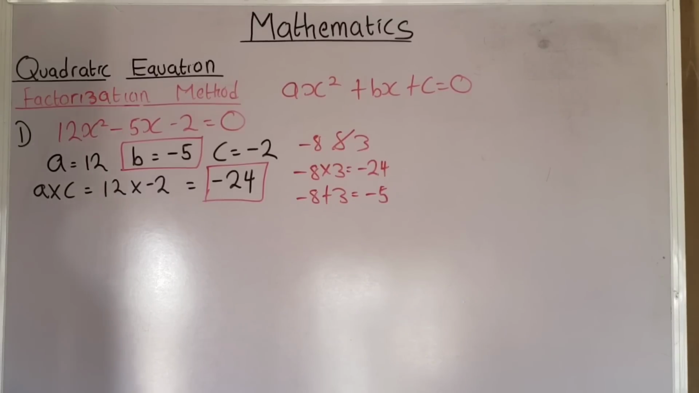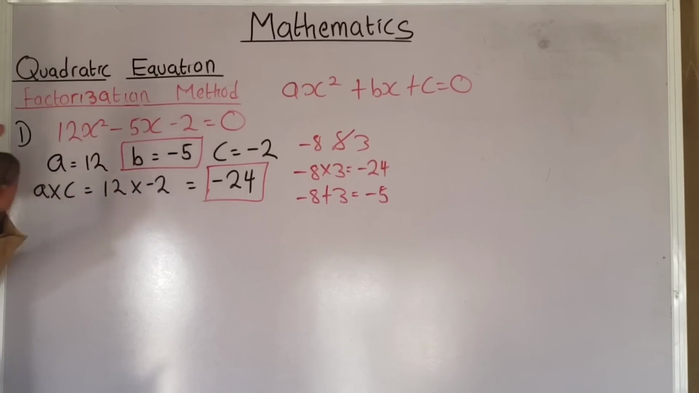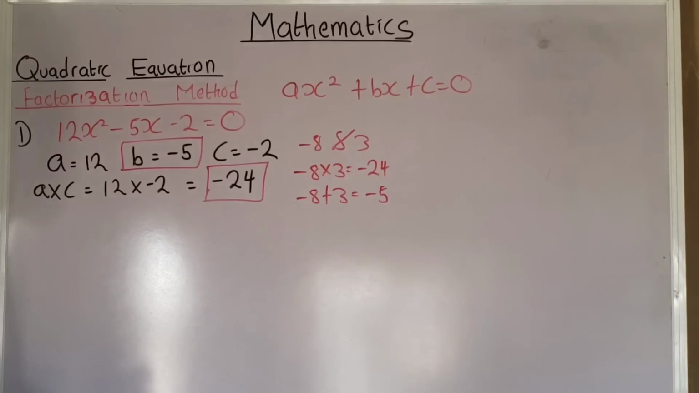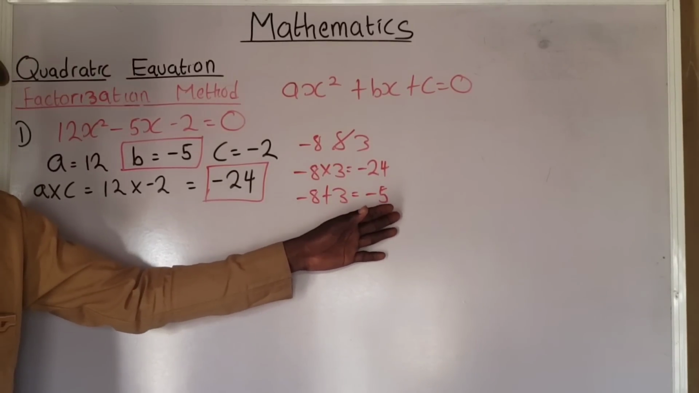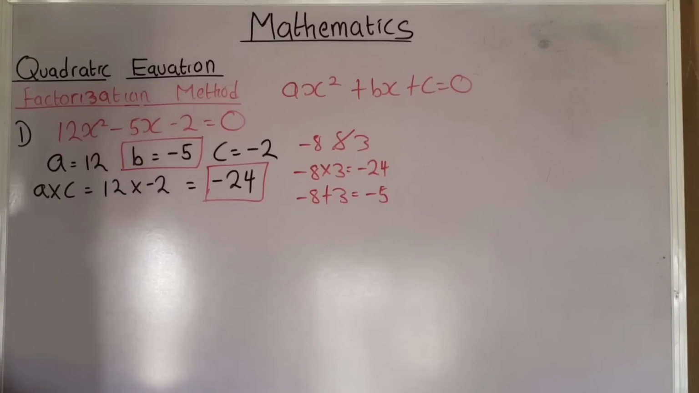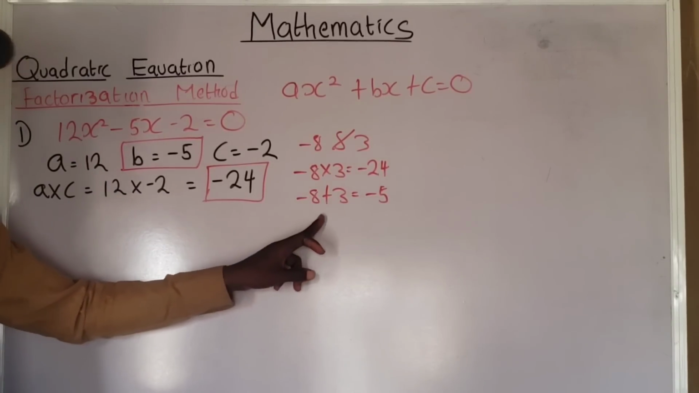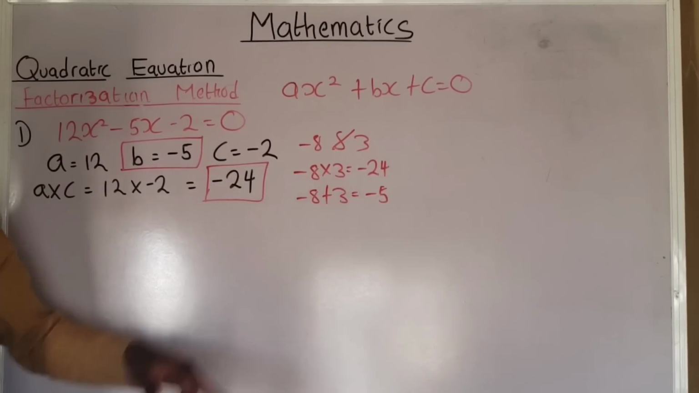You understand? Now, having known these two numbers, the next step is that we are going to replace b, which is negative 5, by the sum of these two numbers. Because by the time we sum these two numbers, we get b, which is negative 5. So instead of writing b in our quadratic equation, we are going to replace it with negative 8 and 3.